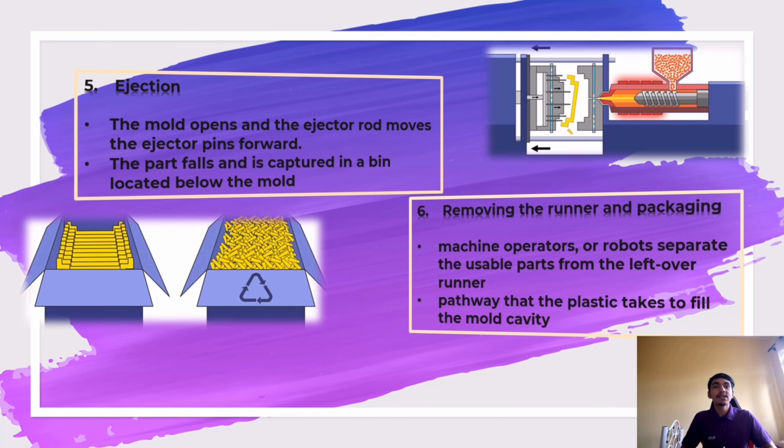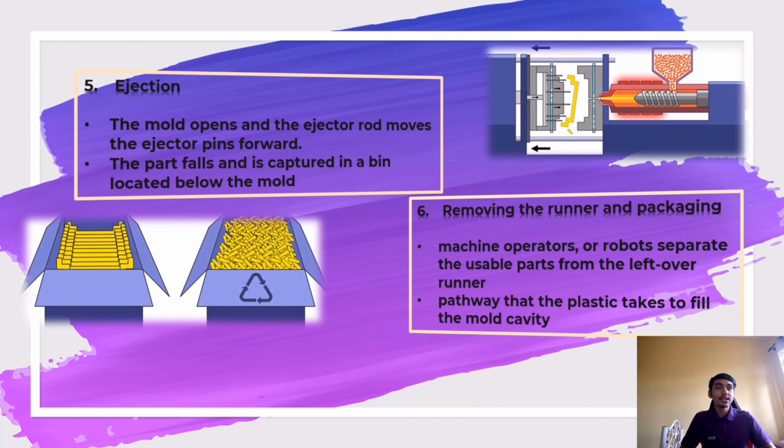The next process is ejection. The mold opens and the ejector rod moves the ejector pin forward. The parts fall and are captured in a bin located below the mold. We can see the process on the right of the picture.